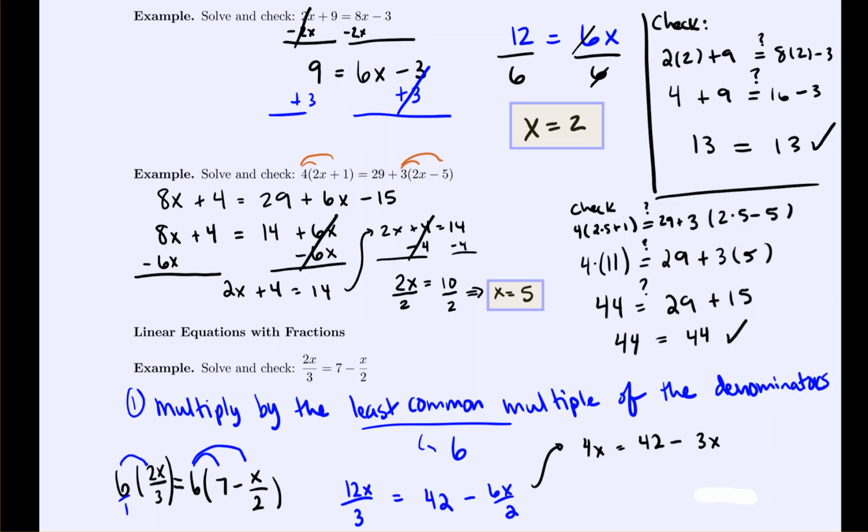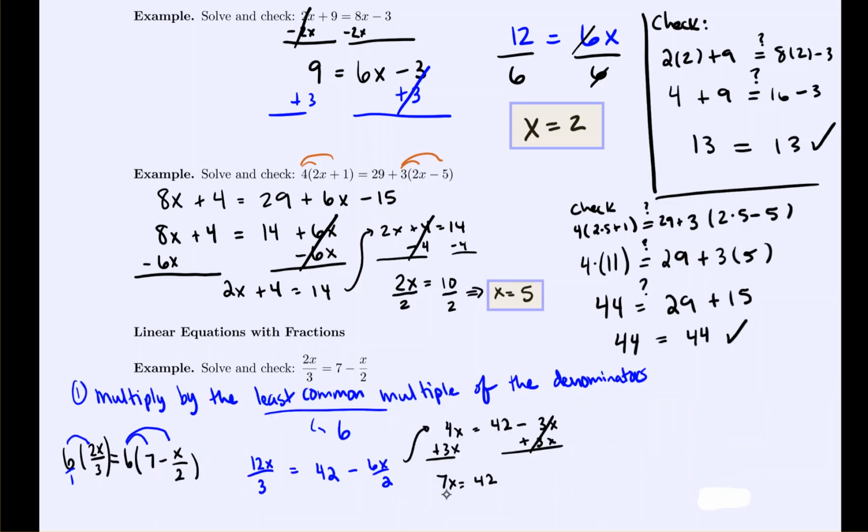Okay, so we'll solve for x. Currently I have a negative 3x, so it might be most efficient to add 3x to both sides, do the opposite. That would give me 7x equals 42. So to get x by itself, it's currently being multiplied by 7, so we divide both sides by 7. 42 divided by 7 is 6.